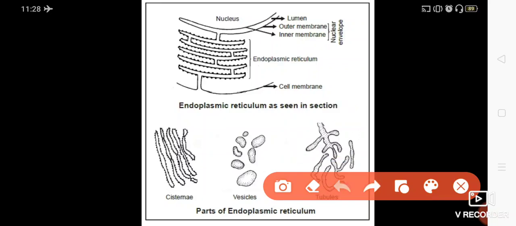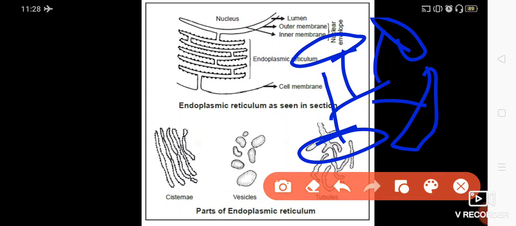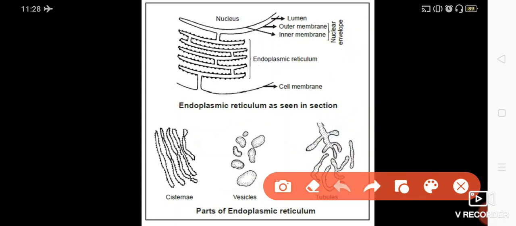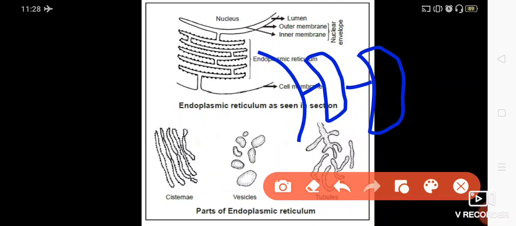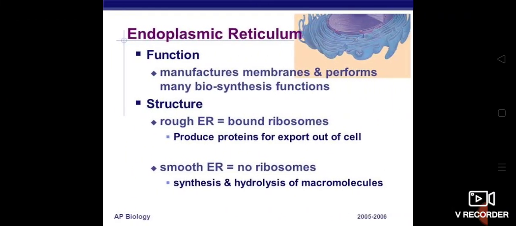Tubules are branched structures. What they do is connect different cisterna like this. See, you can see these partitions here. If this one is the nucleus, then these are cisterna, and these will be connected to each other by these branched structures known as tubules. So basically these three structures form the endoplasmic reticulum.